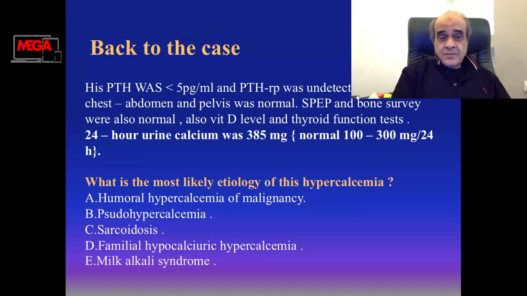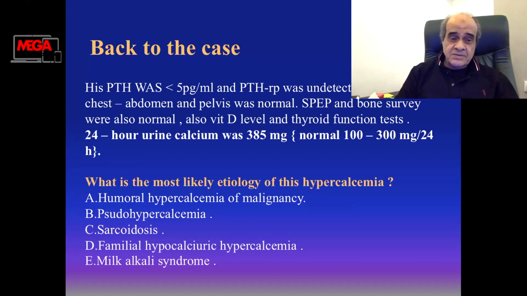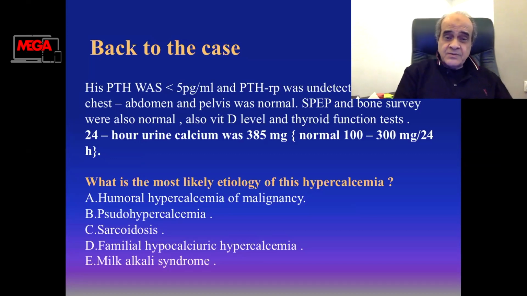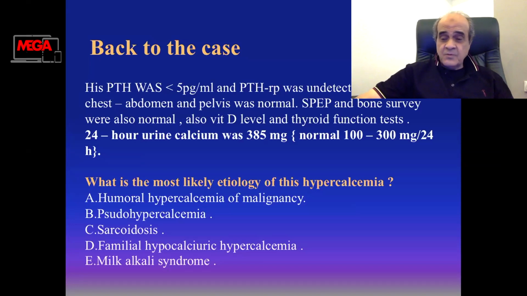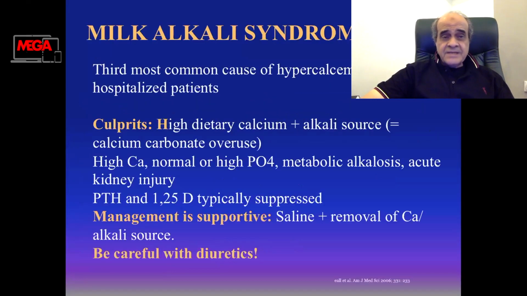Is it humoral hypercalcemia of malignancy, pseudohypercalcemia, sarcoidosis, familial hypercalcemia, or milk alkali syndrome? I think, as I said, it is milk alkali syndrome. The patient suffers from reflux, and they take calcium carbonate as a treatment of this acid state. Milk alkali syndrome is the most common cause of hypercalcemia in hospitalized patients.